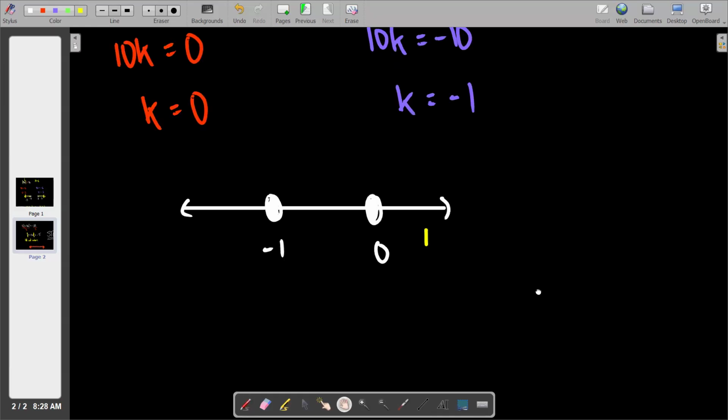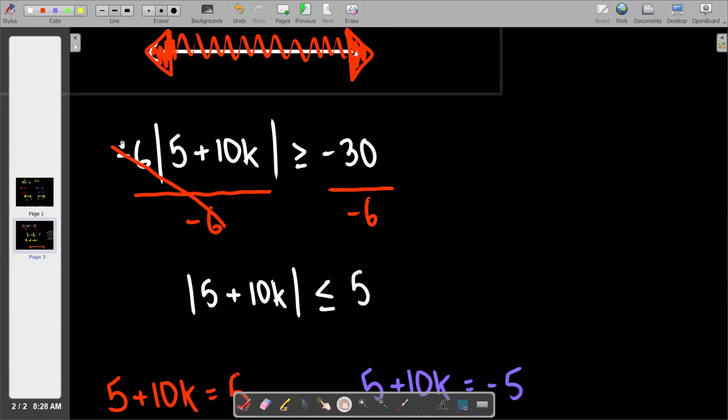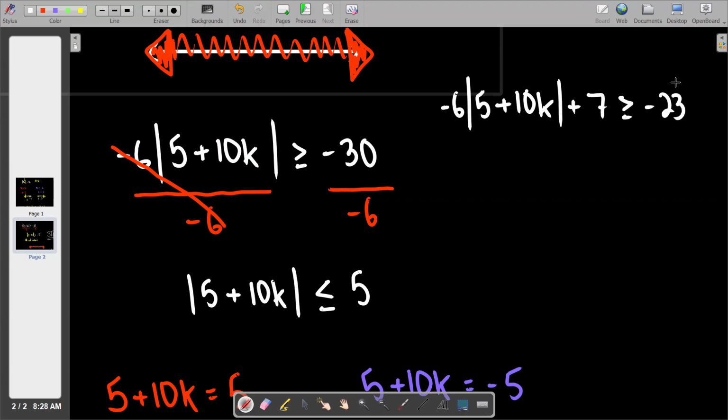If we do not test 1 in our modified problem, we go back and test 1 all the way at the very beginning, which I should have probably put on the board. In hindsight, I kind of now wish I had, which is negative 6 times the absolute value of 5 plus 10k plus 7 is at least negative 23. If this works, doesn't work, we have all the information we need. Now we're testing the number 1, and we're going to put 1 right where that yellow arrow up there is pointing. What's 10 times 1?